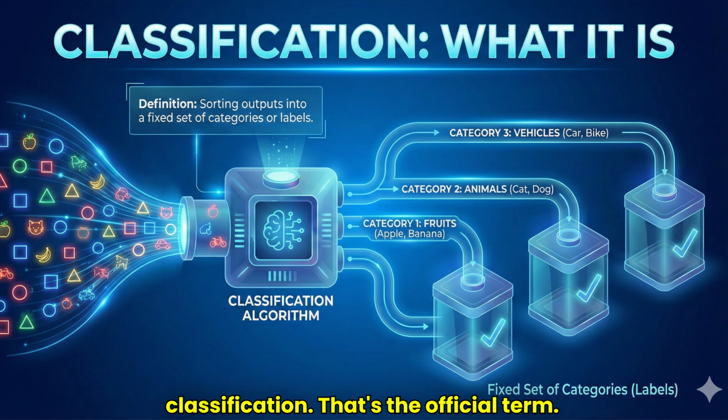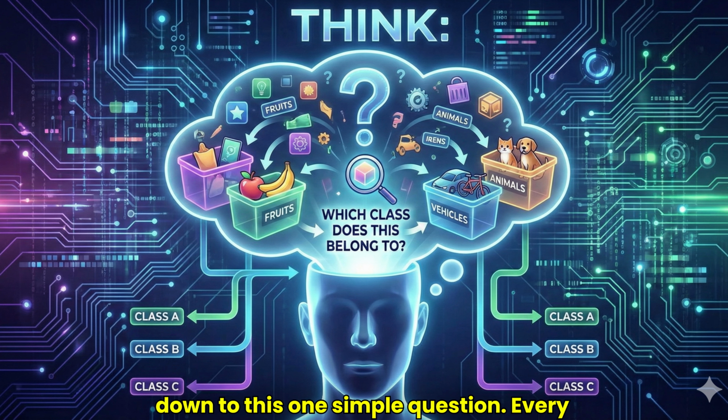That's the official term. All it means is that we're teaching a machine to take something, an email, a photo, you name it, and slap a label on it from a list of options we've already defined. It's basically the AI's version of a sorting hat. So really, it all boils down to this one simple question. Every time an AI model is doing its thing, this is what it's trying to figure out. Which class does this belong to? Is it spam or not spam? Is it a picture of a cat or is it a dog?